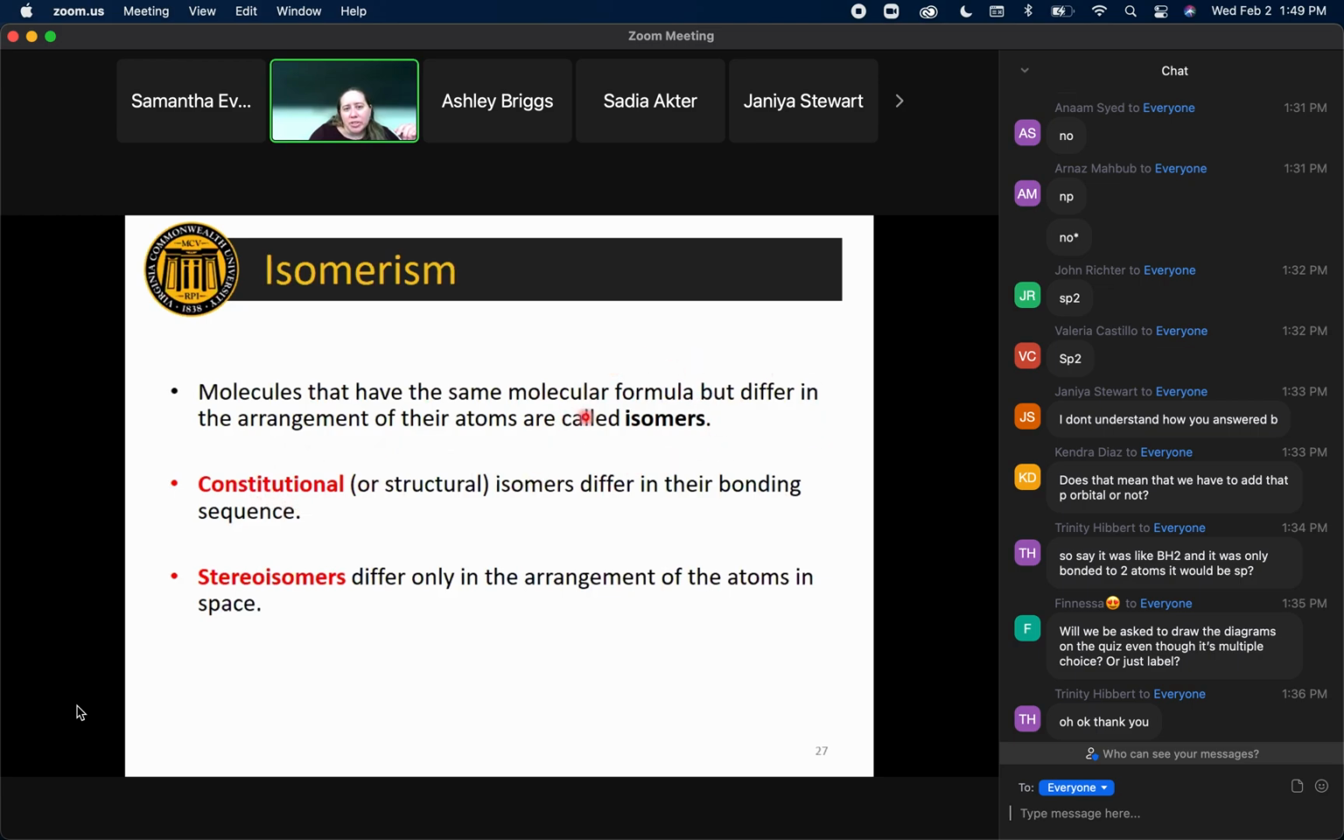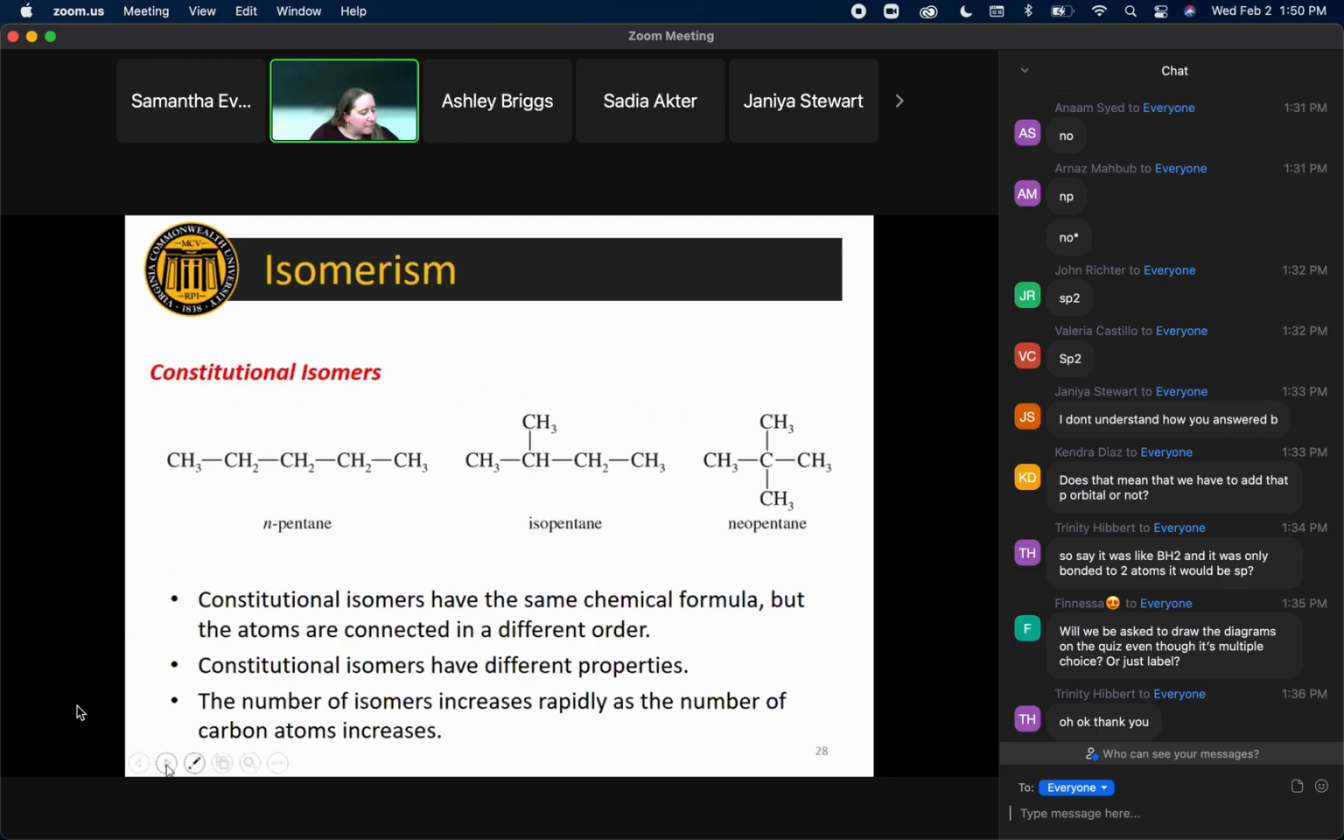But isomers in general are going to be molecules that have the same molecular formula, but might have different arrangements of how their atoms are. So this could be a different arrangement in the connectivity or how they're bonded together, in which case they're called constitutional isomers or structural isomers. Or it could be that they're bonded in the same kind of order, but the direction that they point in space is different, making them different molecules. I'll show you some examples briefly.